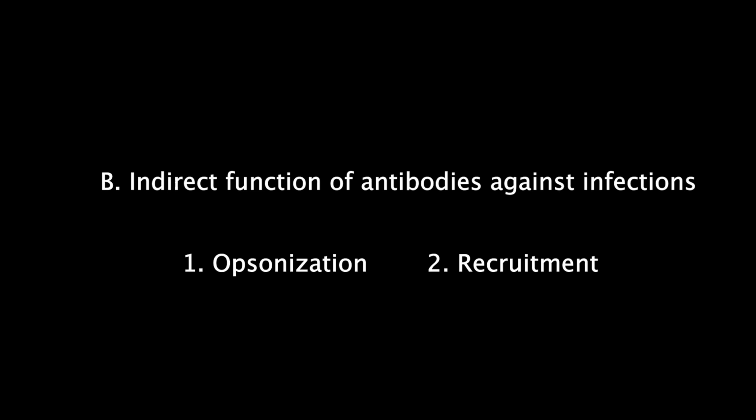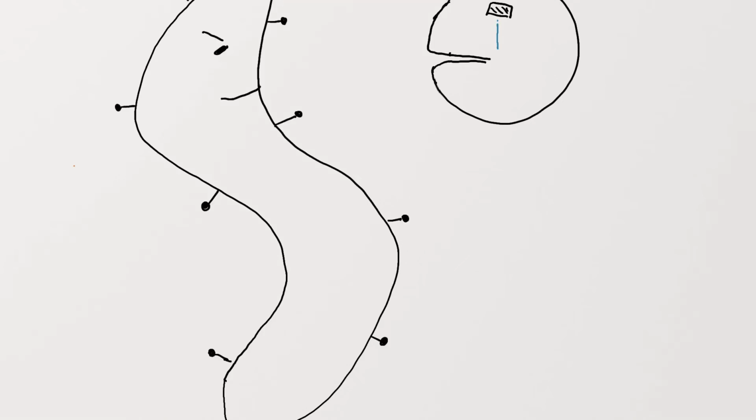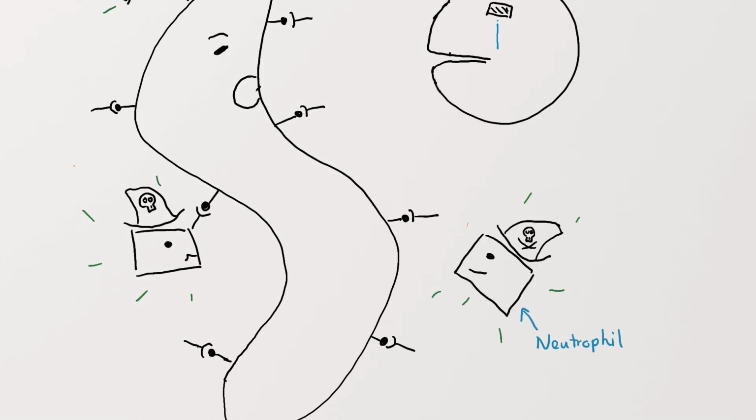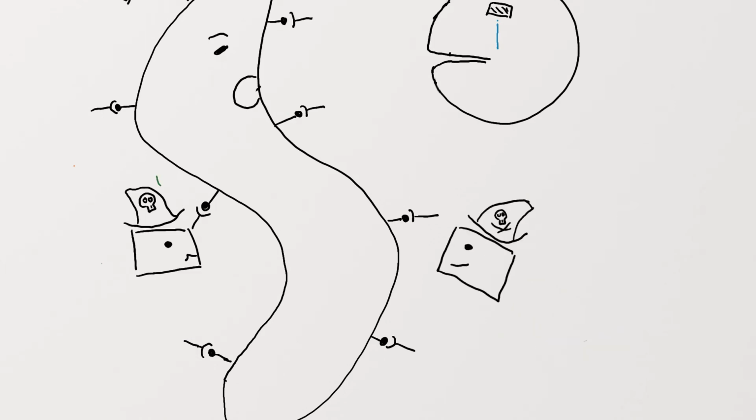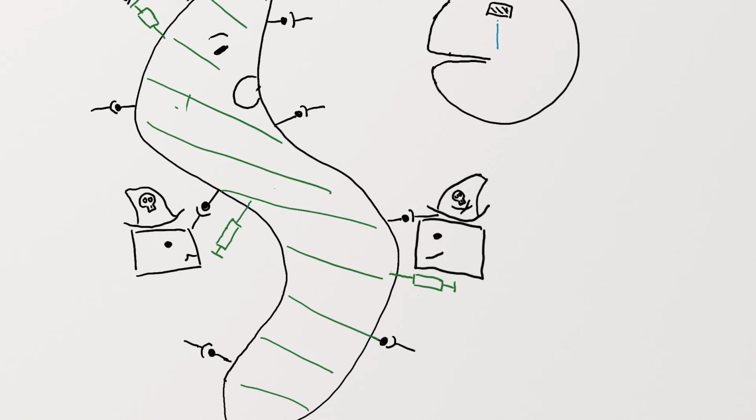And the second indirect function is that if the pathogen is too big, for example in an infection with parasitic worms, the antibodies can call for help from other cells, including neutrophils, and they will get rid of the worms by injecting toxins directly onto the surface of the parasite.